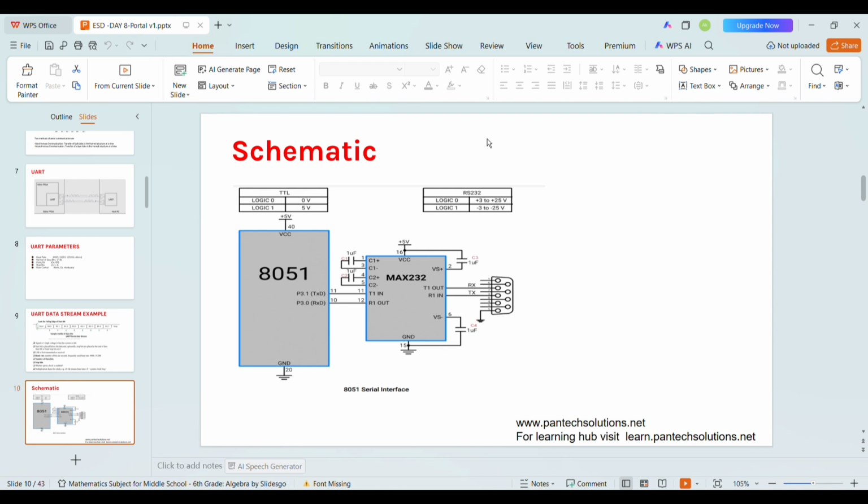Here is the layout diagram indicating how these pins are connected with the transmitter and receiver. As we can see, the transmitter of one is connected with the receiver of the other, and the receiver of the other is connected with the transmitter of the first. So this totally sums up the transmitting and receiving of data.